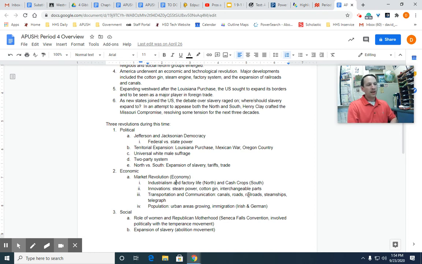So we start off with canals. We're building roads to get horse and buggy and these ox carts from point A to point B. But by the end of this time period, we have steamships. We have railroads that are transporting people long distances. Our population, we're still more of a rural culture, but our urban areas are growing. Immigration is increasing at a rate that America has never seen before since the 1840s, with the Irish and the Germans coming in here in large numbers. They're moving to cities. They're bringing their culture and their customs with them.